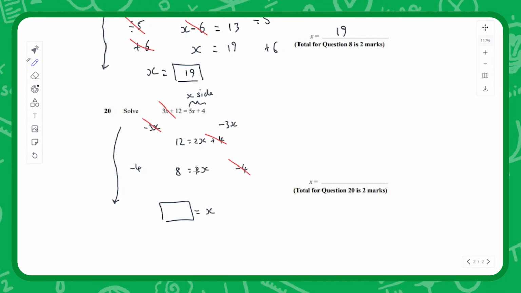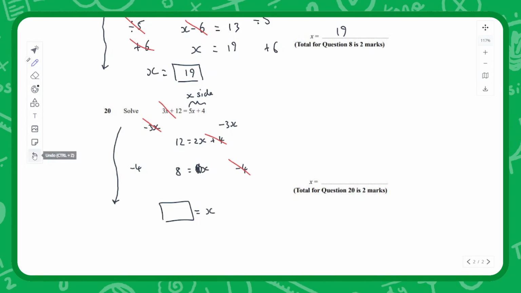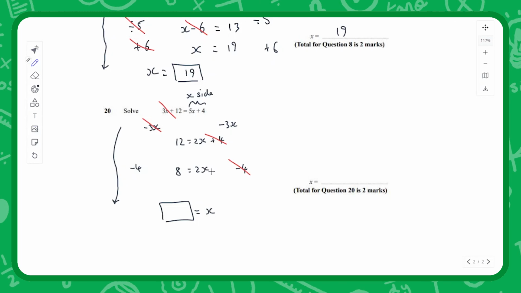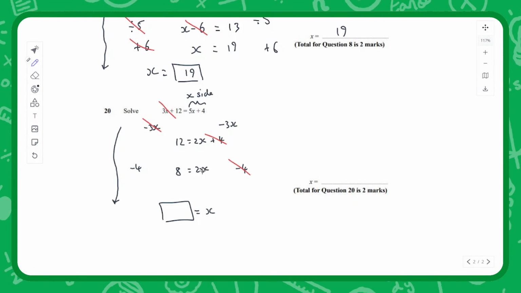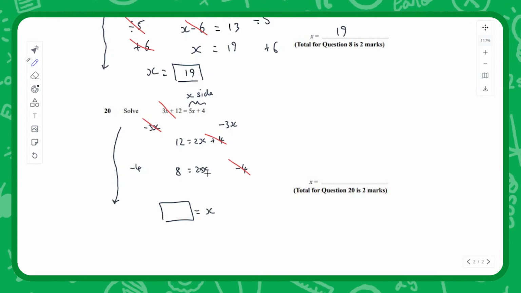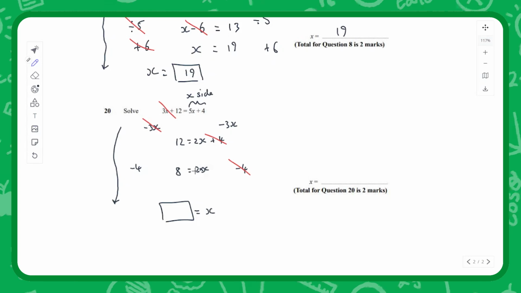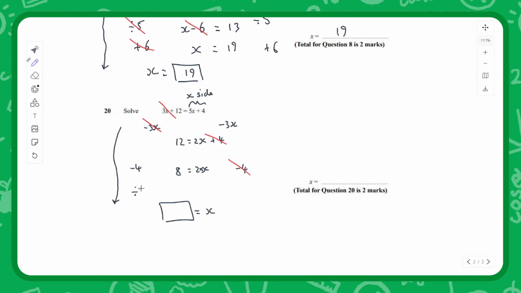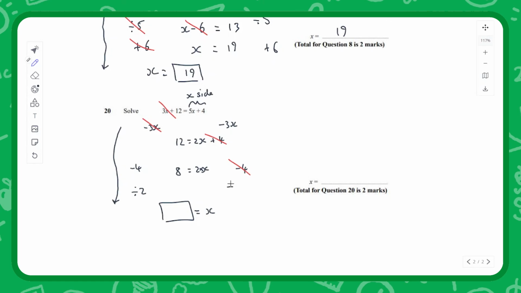The final thing I need to do is get rid of this 2. Well, what's the 2 doing to x? The 2 is timesing the x. Right, we can imagine there's a very small times sign in between the 2 and the x. The opposite of timesing by 2 is going to be dividing by 2. And so I can divide both sides by 2.